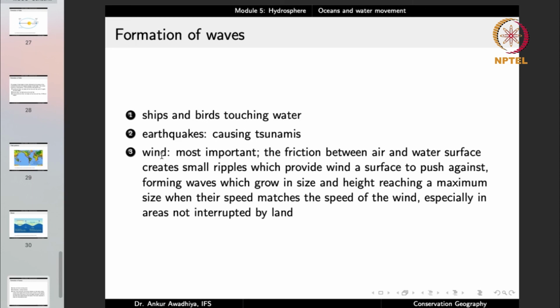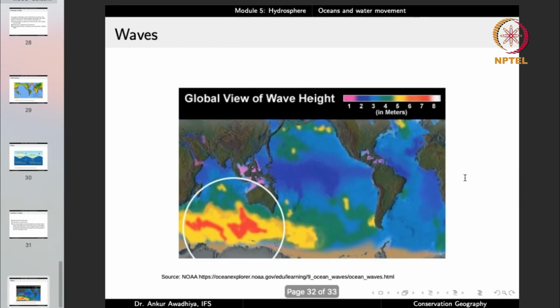Now when you have wind, the friction between air and the water surface creates small ripples which provide the wind a surface to push against, which then form waves which grow in size and height, reaching a maximum size when their speeds match the speed of the wind, and especially in areas that are not interrupted by land. So if we look at a global view of the wave height, we will find the largest or the highest waves in these areas where you do not have any land mass for a very long distance. So that's about the movement of waters.